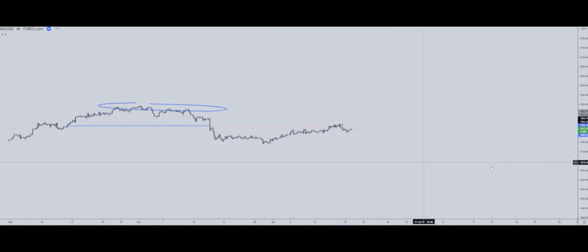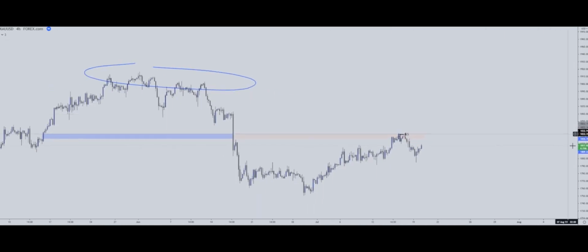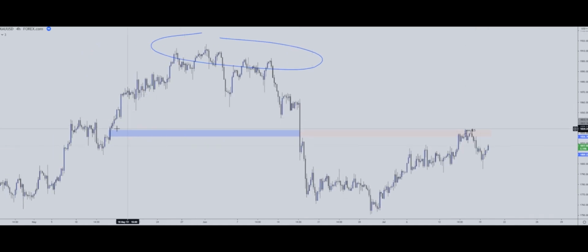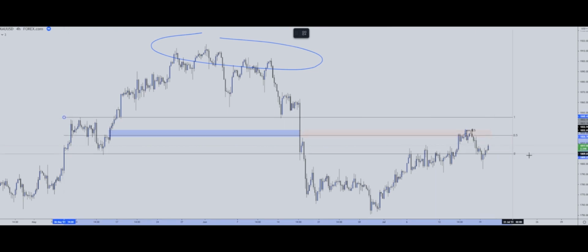When we go to the H4, however, we can see that we previously have a valid demand zone, and if you look at this as a range, we can see it's a range-created demand zone as well. If we just drag this from high to low, we can see the equilibrium lines up with this imbalance and order block here.